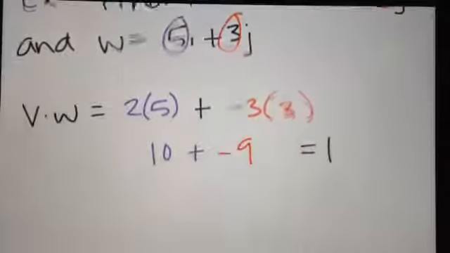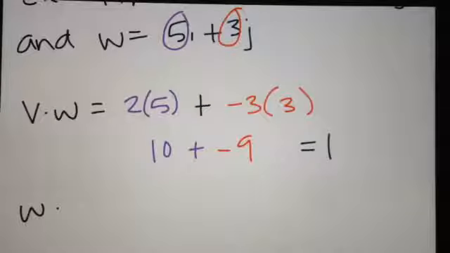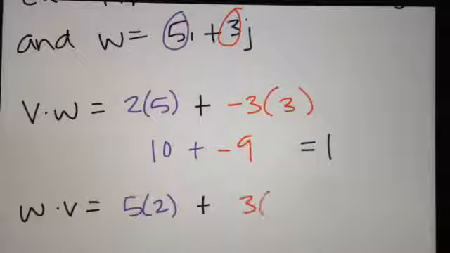And you'll notice even if you were to switch this and do w dot v, you would still be multiplying the a's together and adding them to the b's multiplied together, and so it doesn't matter which order you go. So here you would just have 5 times 2 plus positive 3 times negative 3, which obviously is going to give you the same thing.